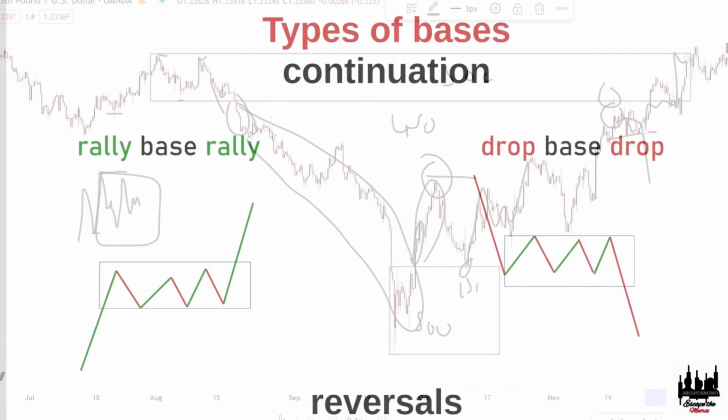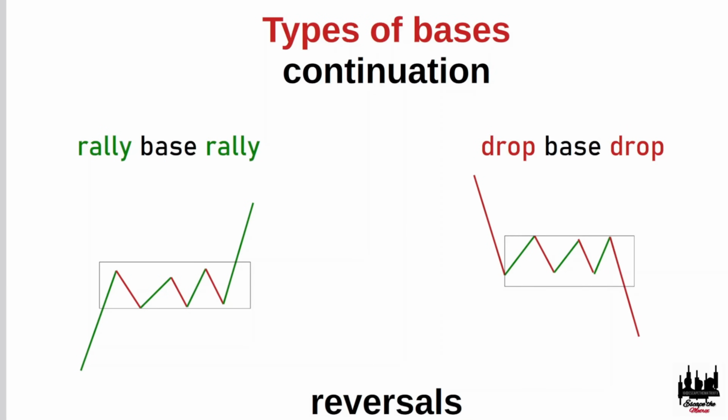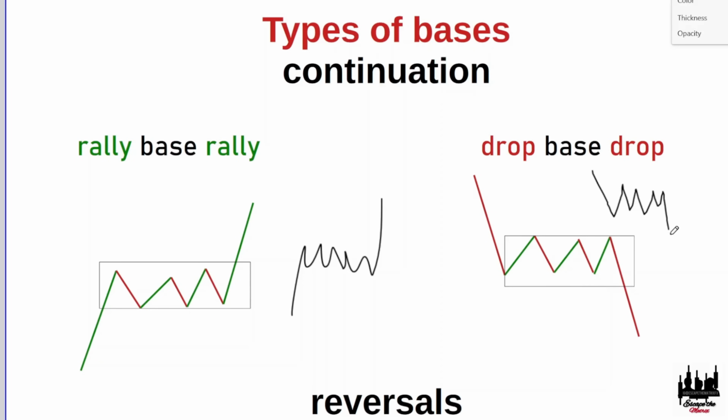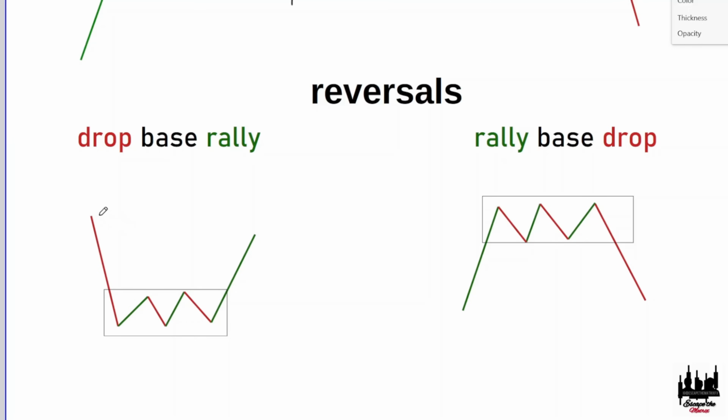For a little bit more knowledge on bases, there are two types of bases. There's continuation bases and reversal bases. Continuation bases are rally base rally and drop base drop. So what is it? It's a rally, which is an expansion, forms the base to then rally again. This is a continuation. Price continues going up. This is a drop base drop. It's a drop going into a base to then drop, still following the same direction. So these will be the continuation phases of bases. And here are reversals. It's a drop, base, rally. And here's a rally, base, drop. So these would be for reversals.